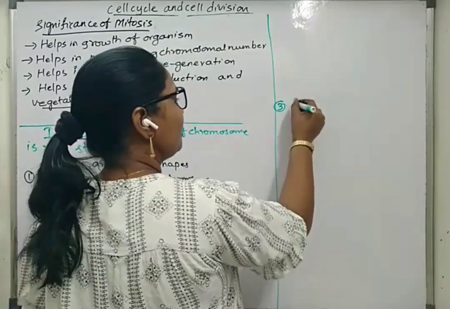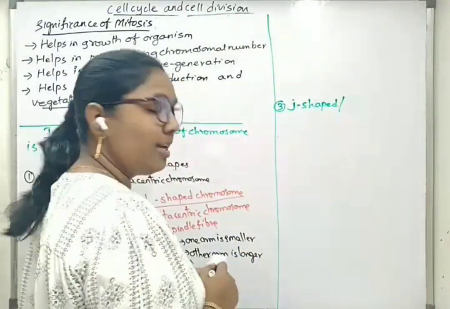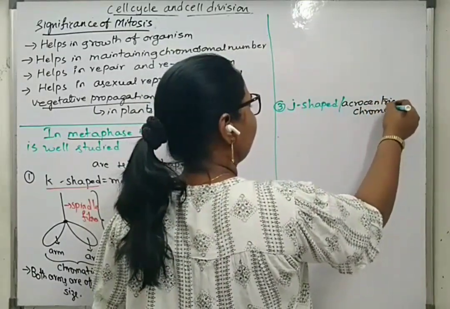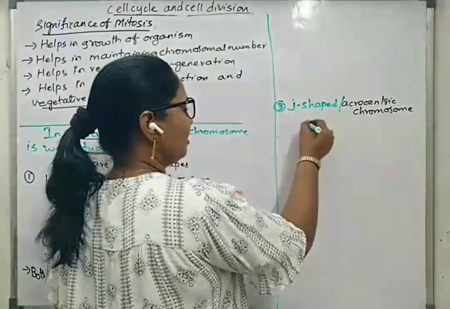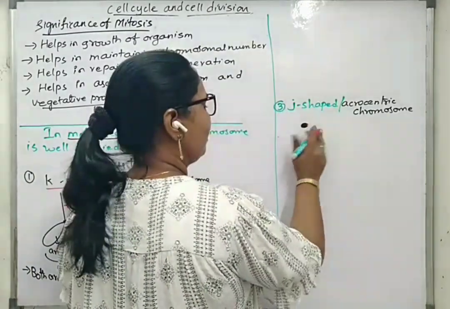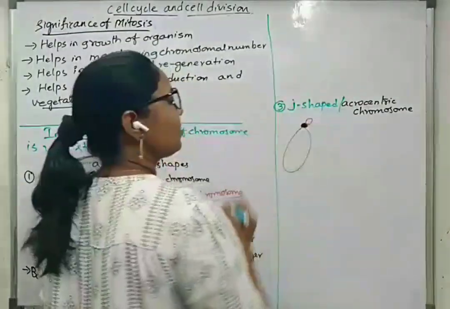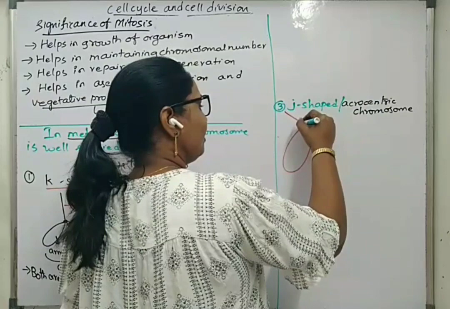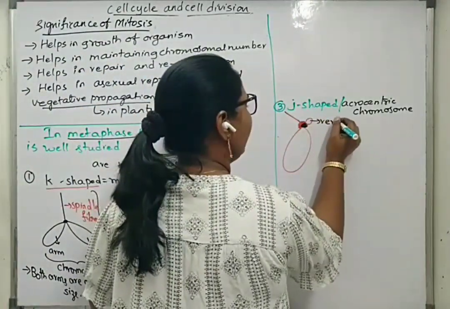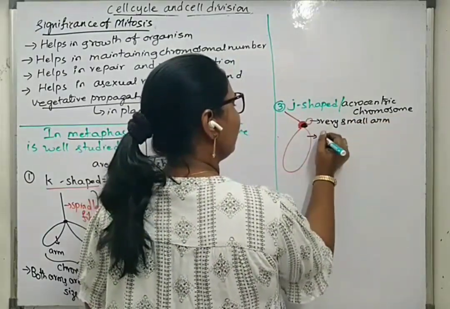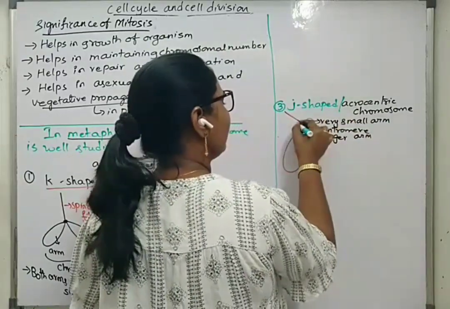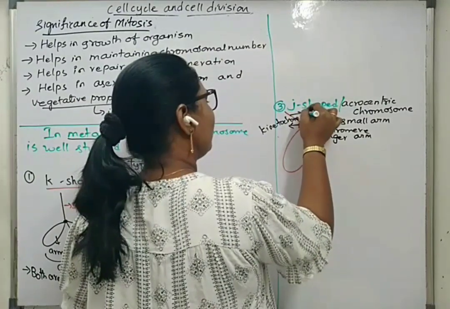Third type is J-shaped, which is also termed as acrocentric chromosome. Now here, centromere with the arms, so write it with one arm, other arm is very much smaller. Now, if this is the spindle fiber which is attached to the kinetochore, now we can differentiate here the labeling. Very small arm, just like a dot. Next, longer arm. This is centromere. This is kinetochore. This is spindle fiber.